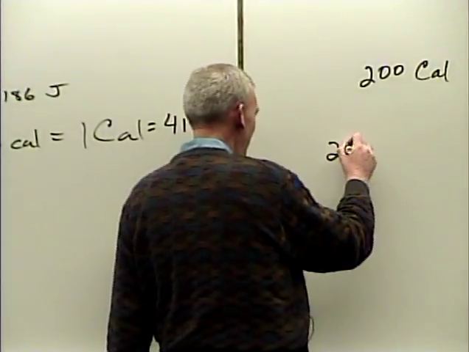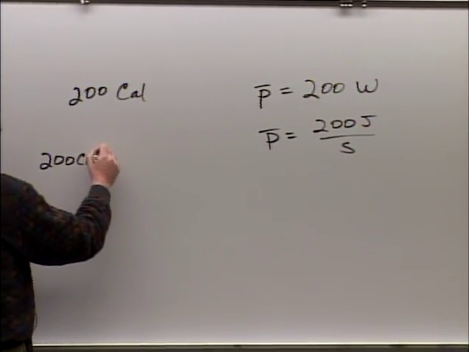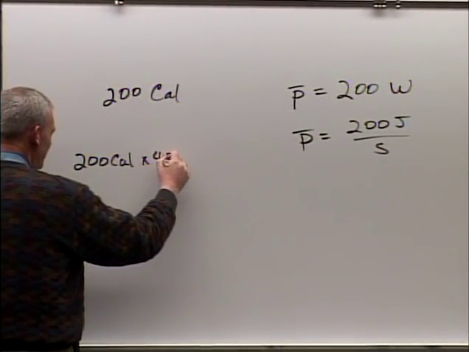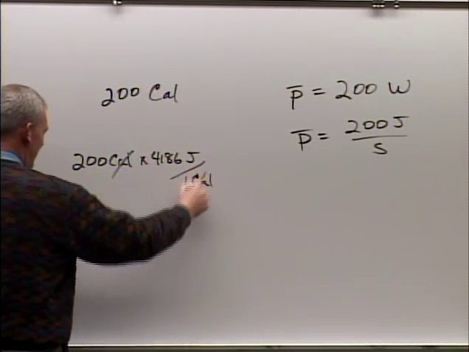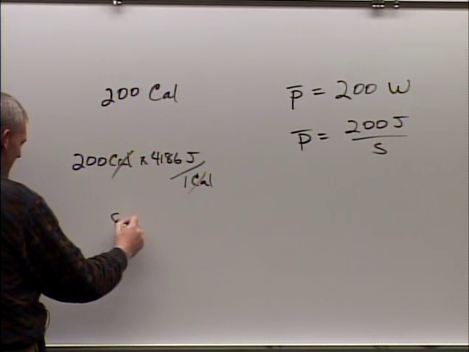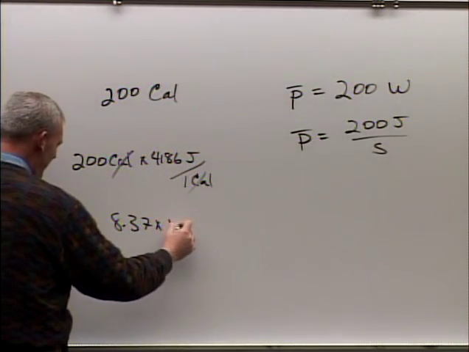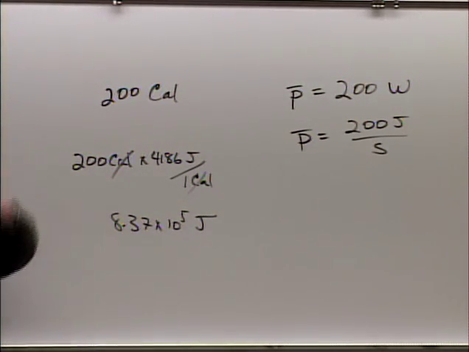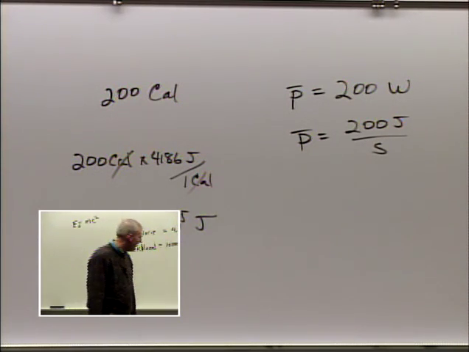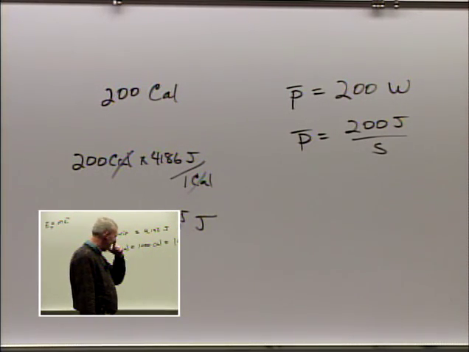Well, this 200 calories times 4186 joules per 1 calorie. So that cancels, and we wind up with 8.37 times 10 to the 5th joules of energy that she needs to burn off at 200 joules per second. Okay, so it's going to take a while, because that's a big number. It's 837,000 joules at 200 joules a second.